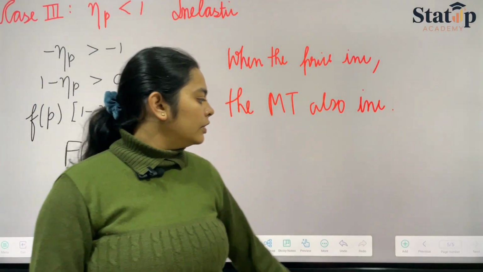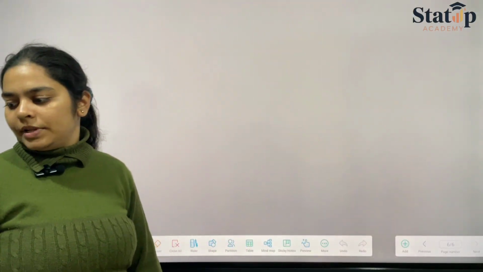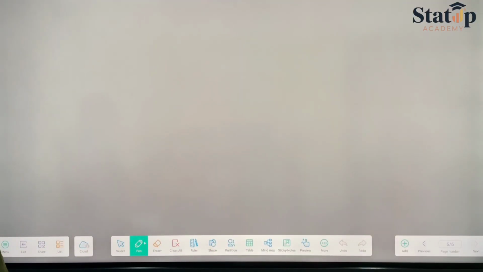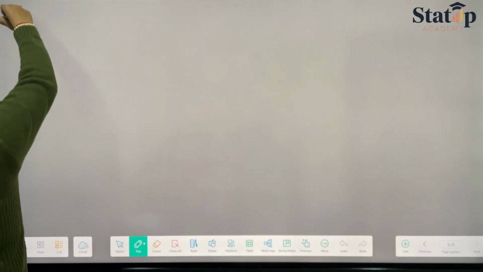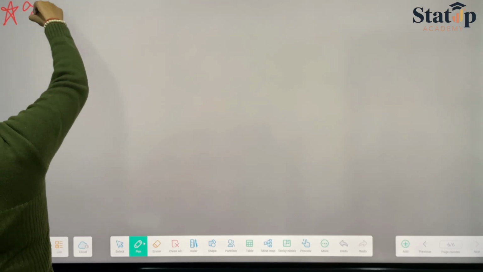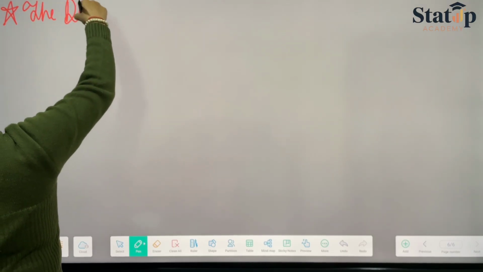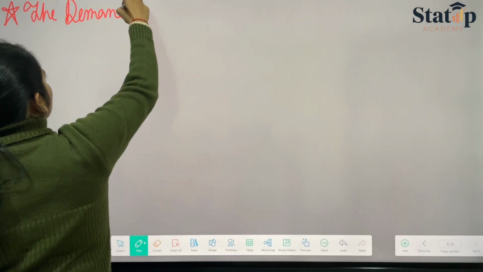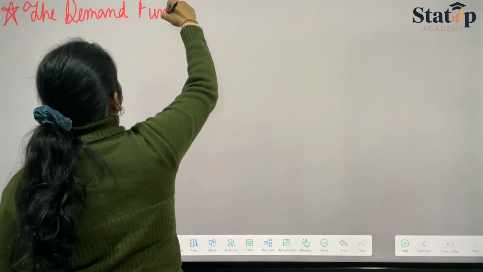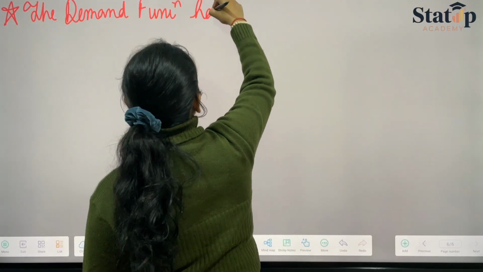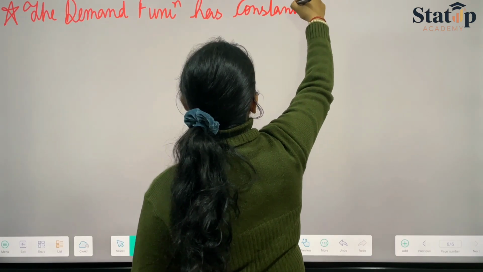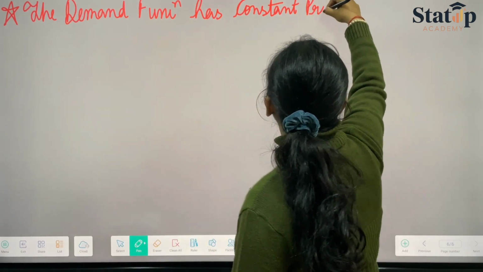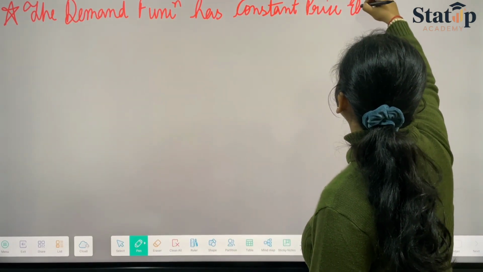Now moving on further, what happens when the demand function has constant price elasticity?